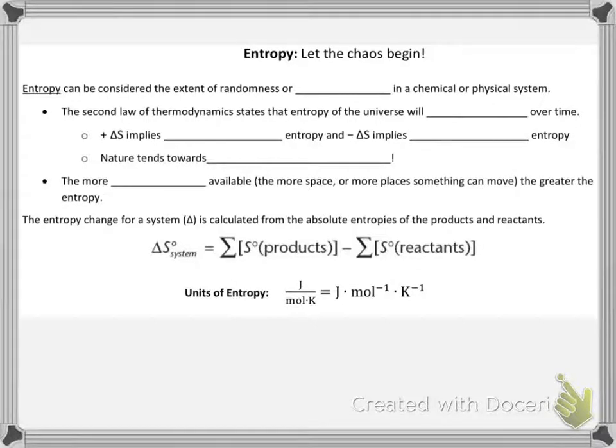Today we get to talk about entropy. Entropy can be considered the extent of randomness or disorder in a chemical or physical system. The second law of thermodynamics states that the entropy of the universe will increase over time. So no, you're not just imagining things.